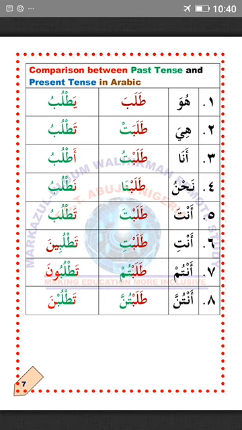Sita, number 6. Anti, you, representing a single female person. Talabti, you have requested, or you requested. Tatlubina, you are requesting, or you request.